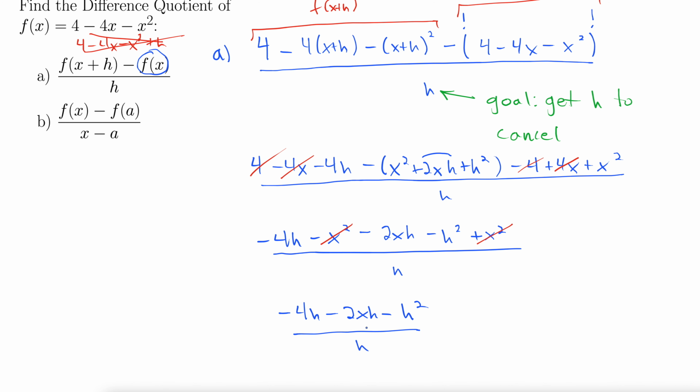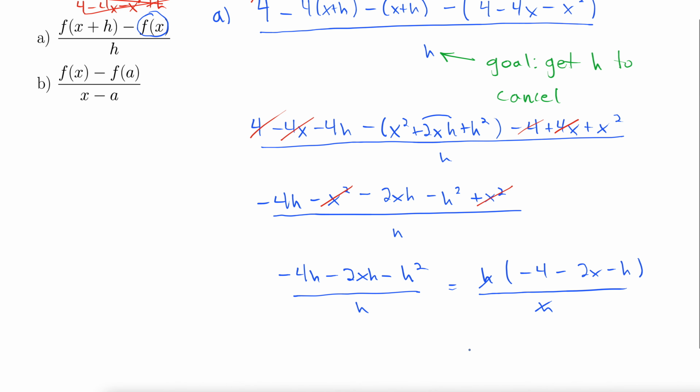And I can see that this h is starting to cancel here in the denominator, right? We can factor an h out of the top numerator here. What that leaves is negative 4 minus 2x minus h all over h. And we finally get that h in the denominator to cancel, leaving us with our final difference quotient, minus 4 minus 2x minus h. There we go.